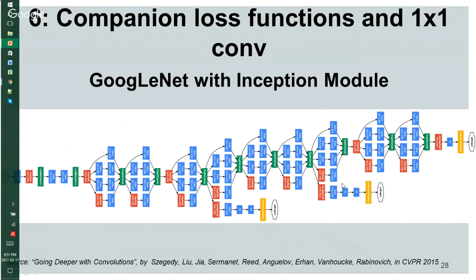That's only for training, at some point in the training, in the first few iterations. Once you have learned a good number of features, these were removed. So it's called a companion loss function. I don't think GoogleNet used the term companion loss function, but in some other work that term has been used.